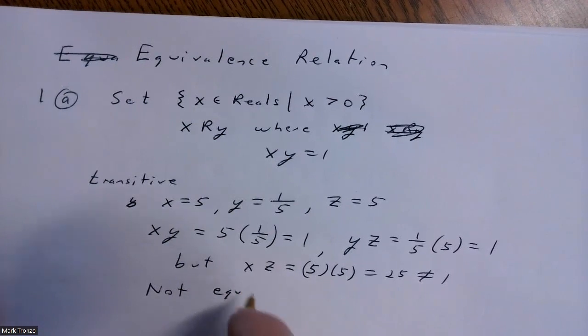So could you just use the reflexive thing? Because reflexive just means every number has to be related to itself, right? Yeah, exactly. That's right. In fact, that's a good point. Let me write that down.